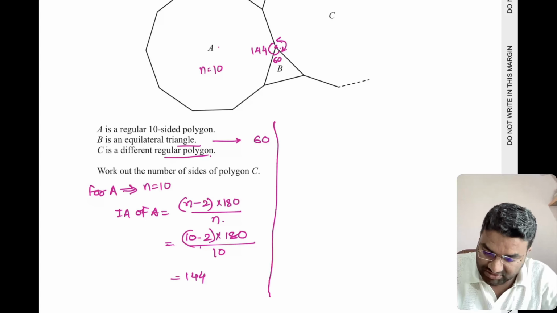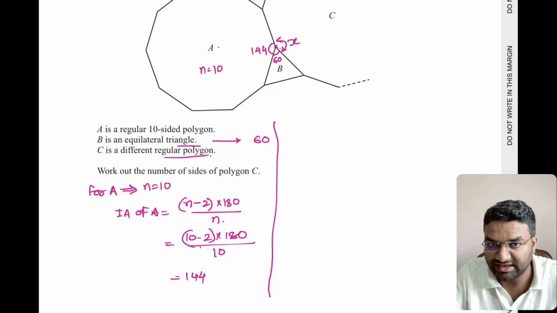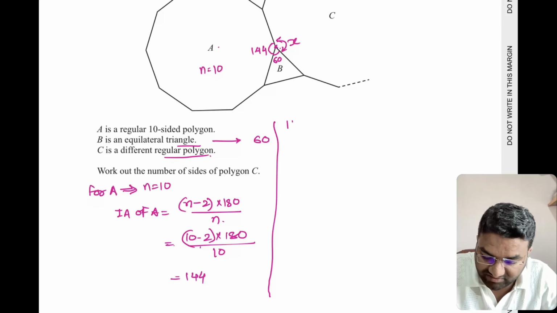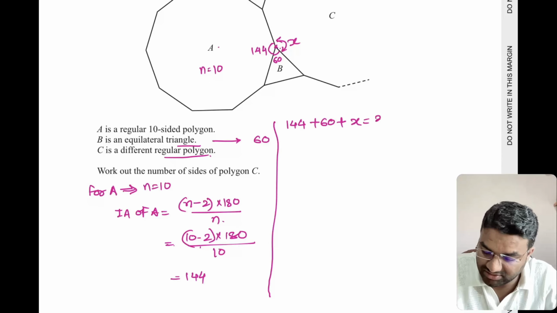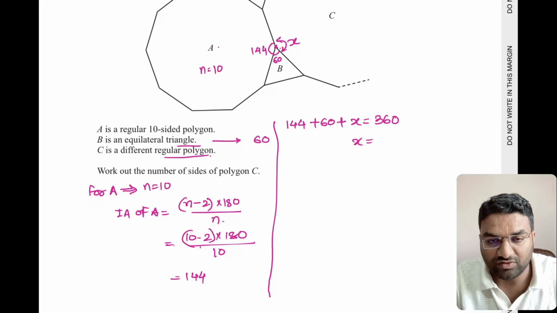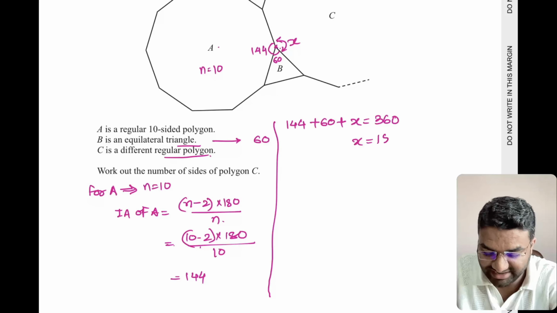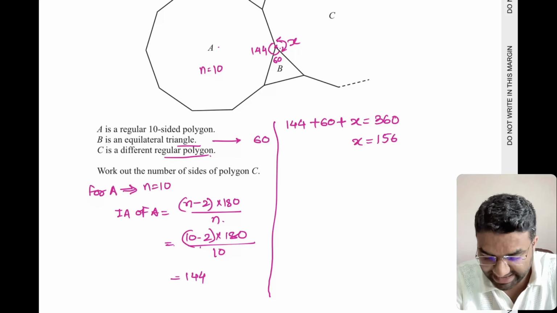Now the angle around the point is 360. So 144, 60, and let's say the interior angle of C is x. So 144 plus 60 plus x is equal to 360. If you subtract 144 plus 60 from 360, you will get 156. Now you have the interior angle of C.